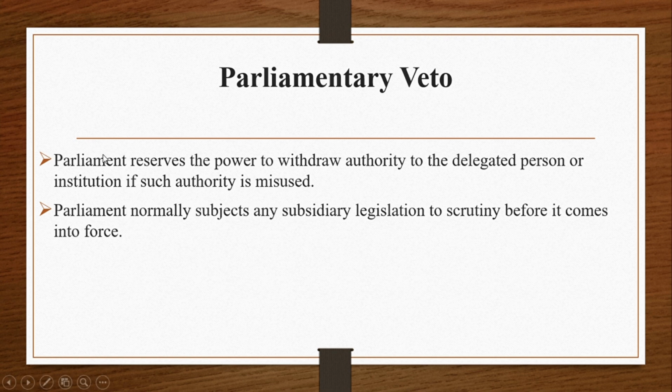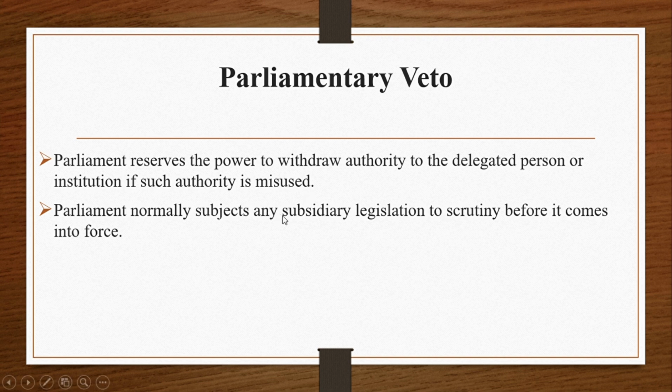Parliamentary veto. So here Parliament reserves the power to withdraw authority to the delegated person or institution if authority is misused. So if they give that power to someone to be able to make laws and they misuse it, Parliament has the power or the right to withdraw that authority or to take it away from them.